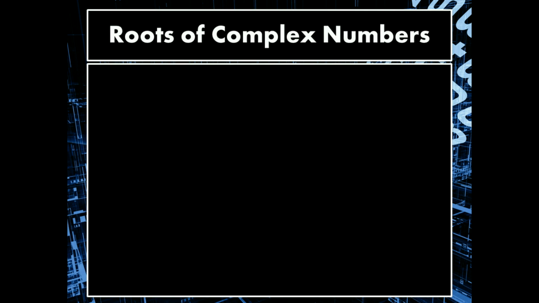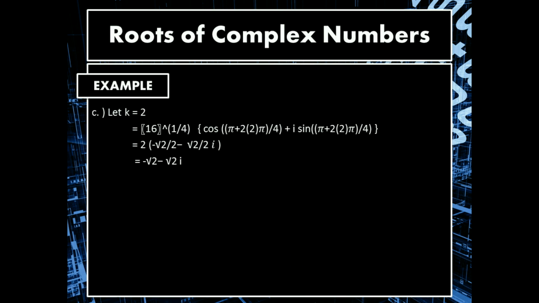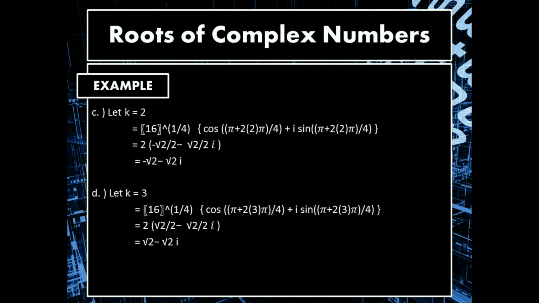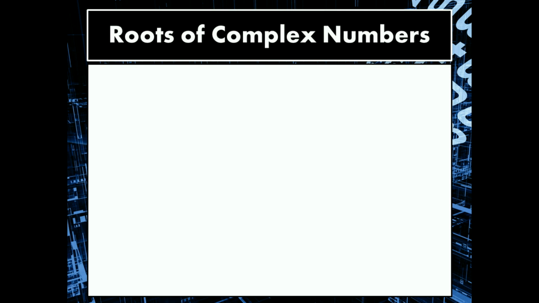Next, let k be equal to 2. So the answer is negative square root of 2 minus square root of 2i. And next, let k be equal to 3. So our answer is square root of 2 minus square root of 2i. So here's how we are going to graph that.